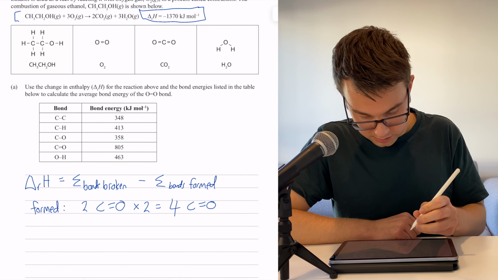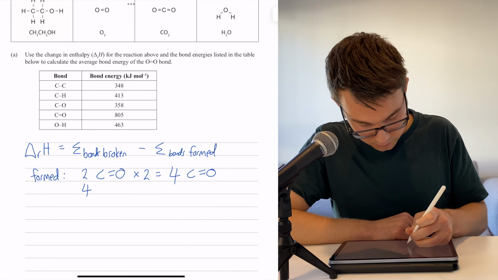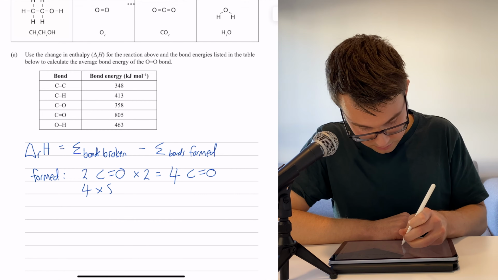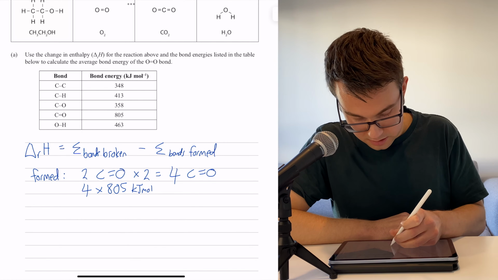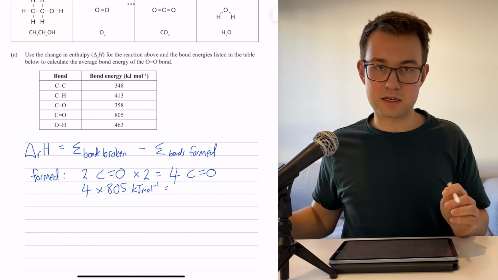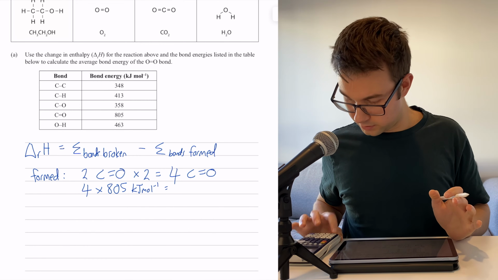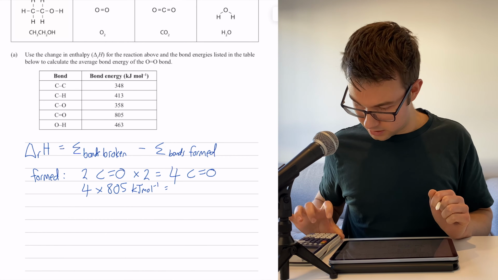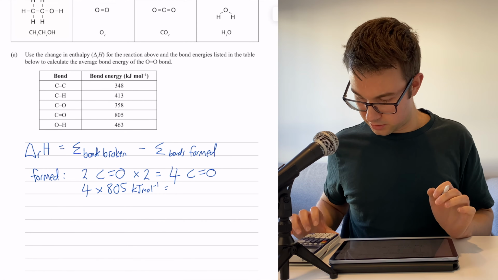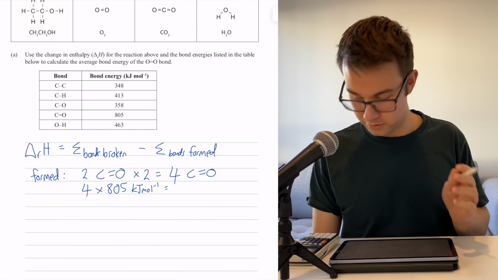Okay, and we can just do some math. So that's 4 times 805. Let's just put units, because you know I love putting units in. Just generally units everywhere is a nice thing to do. Always include the units, even in the working. It helps you not forget where you are and everything.